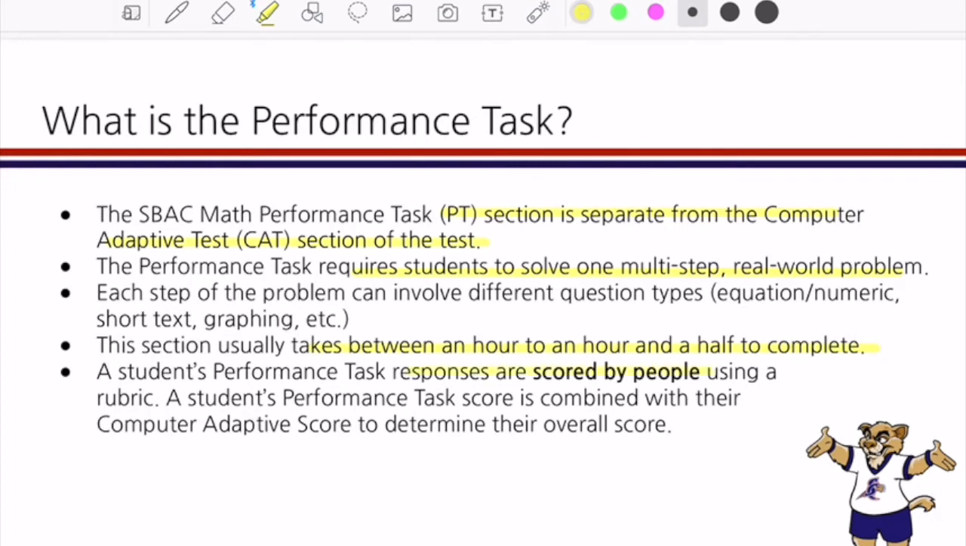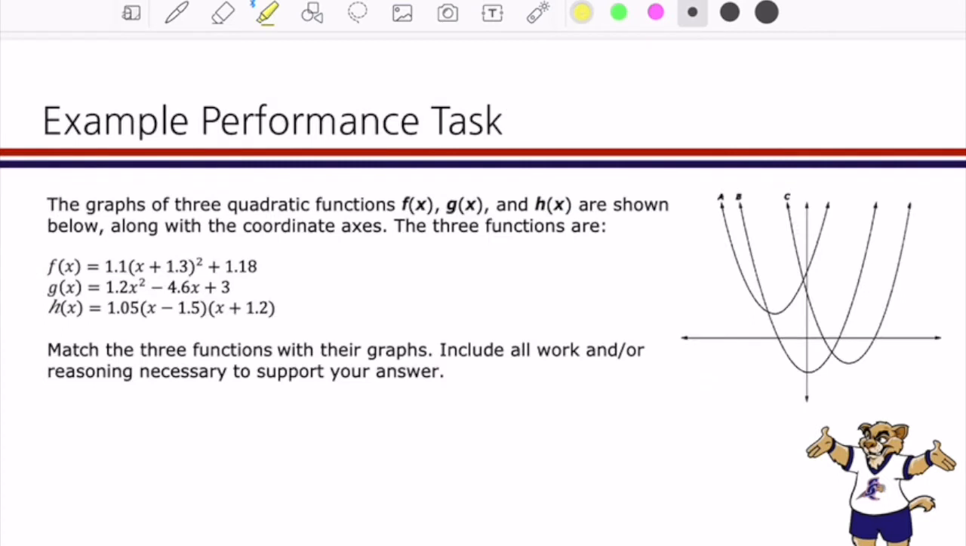So there's going to be a person who's trained to grade these items. They use a rubric to help them decide how many points to give you for each part of the question. And then once your performance task is scored, it's combined with your computer adaptive score to give you your overall score on the test.